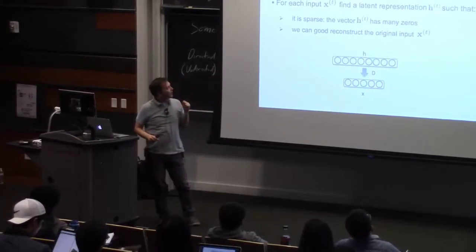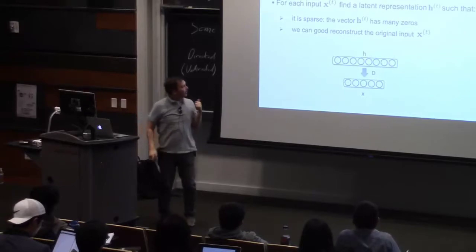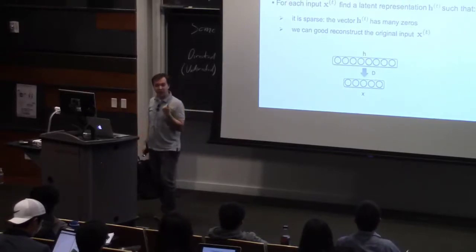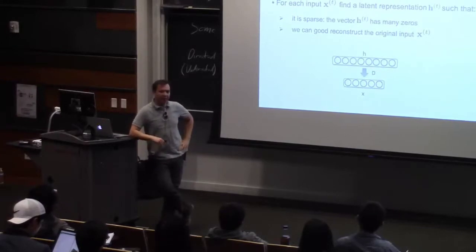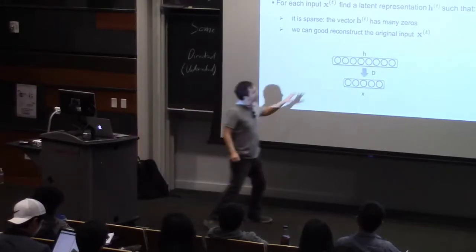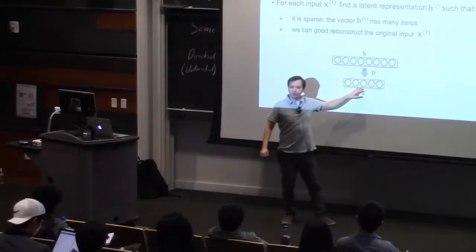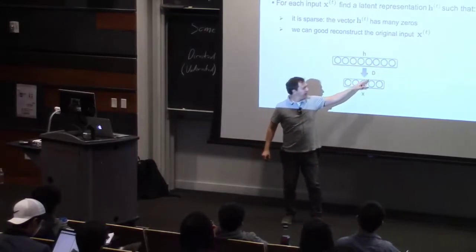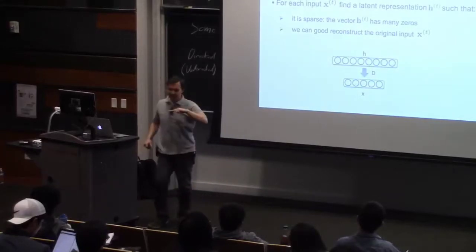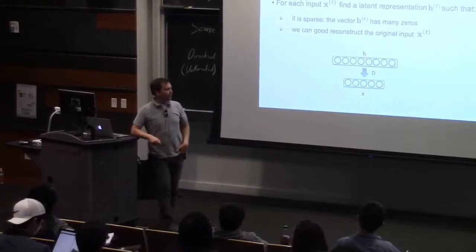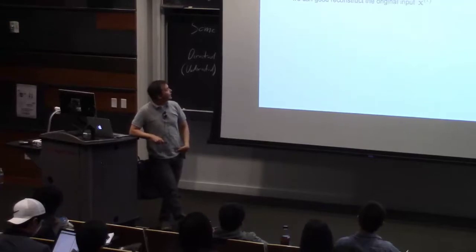You want to get H's that are sparse, but at the same time, you want to have good reconstruction of the original input. So I want to be able to reconstruct from the sparse representation back to my original input. And I'm going to have a matrix D that relates hidden states to the observed states. D is sometimes known as a dictionary matrix.